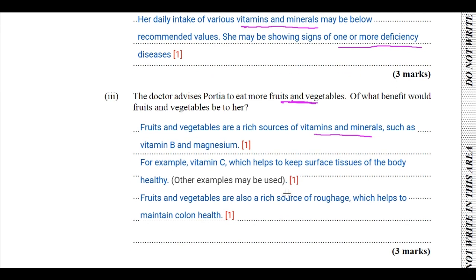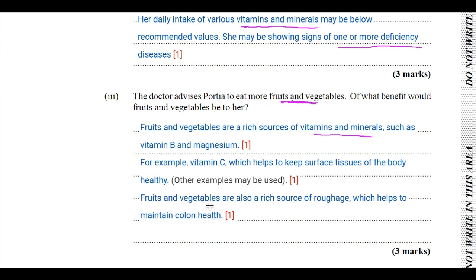They're a rich source of vitamins and minerals like vitamin B, magnesium, whatever other examples you may think about, right? And then you could give a little example of what the vitamins can do for her. So, for example, vitamin C helps you to keep the surface tissues, the epithelial tissues, healthy. That's one of the ways that it can help her. And you could use other examples. You could talk about the role of vitamin A, vitamin B, you name it.